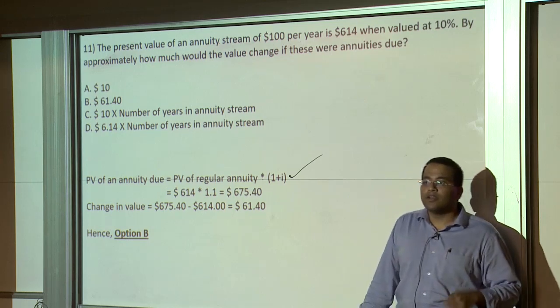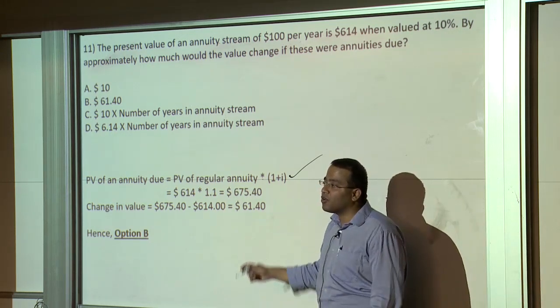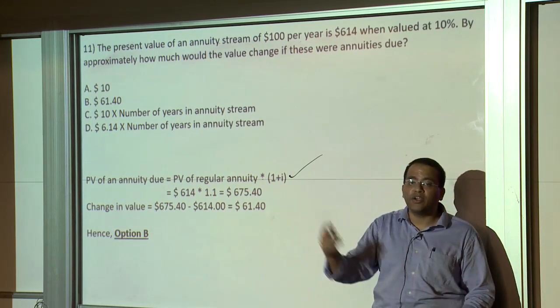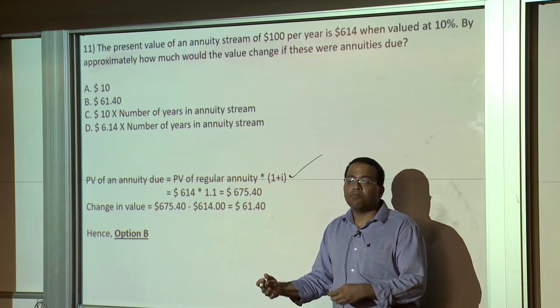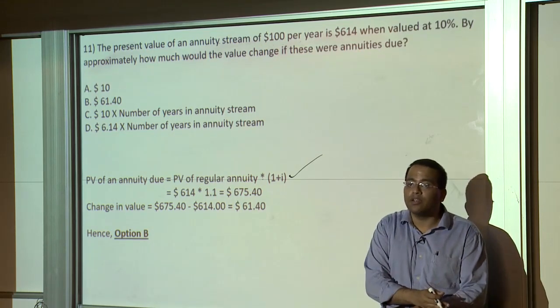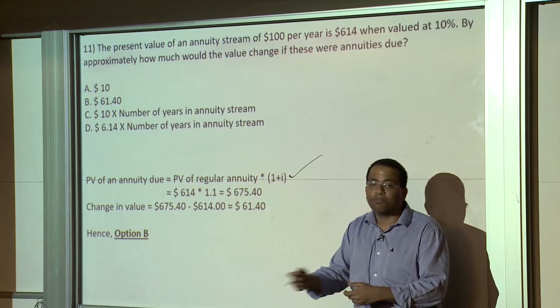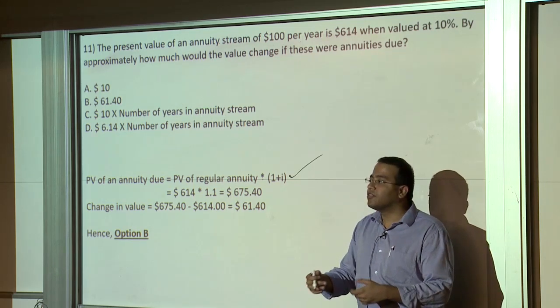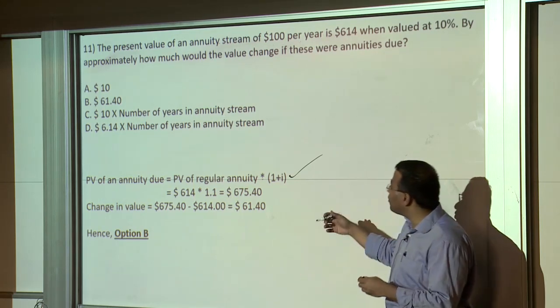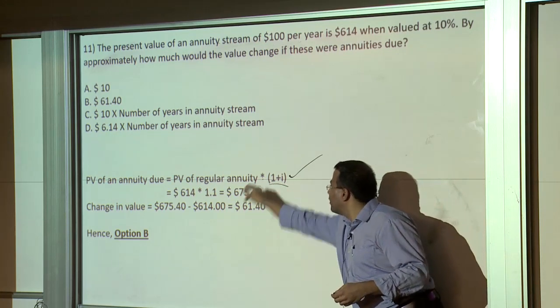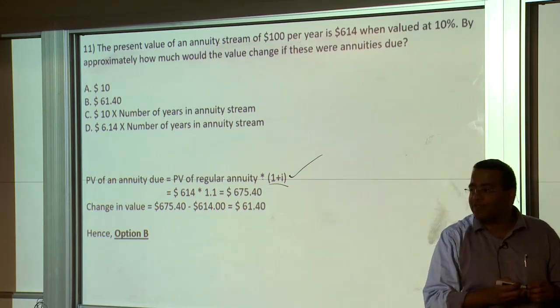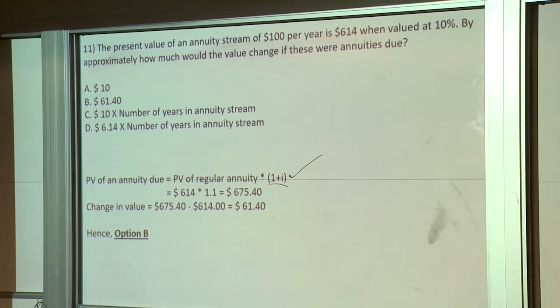This relationship is true because all the payments have had one extra period to compound. Because the payment is happening at the beginning of the year, they have the first year to compound. That's why they have one extra year compared to a regular annuity, and therefore the present value goes up by that factor. That factor is one extra year of compounding. Okay, let's move to the next question. Option B was the answer here.